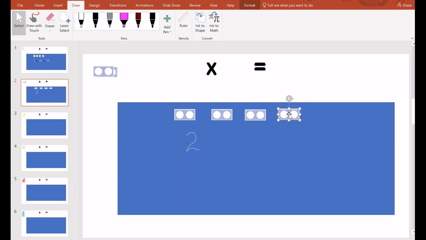Brilliant. How many did I get? That's right. Now we need to explain that we are multiplying the same number lots of times. So we've got the number 2. How many times have we got it? Well, if you said 4, 1, 2, 3, 4. Got the number 2 4 times. Brilliant job. Now we need to see what the total is.